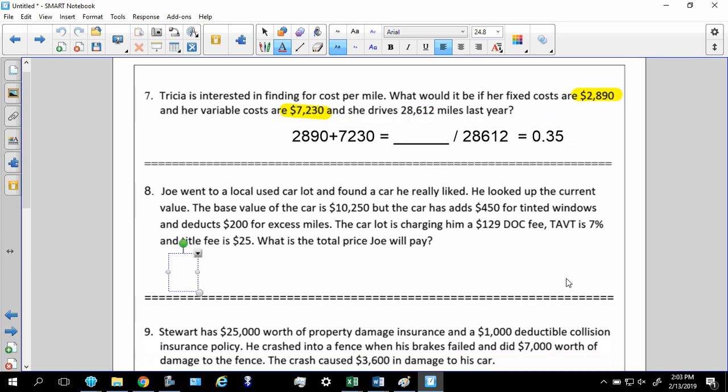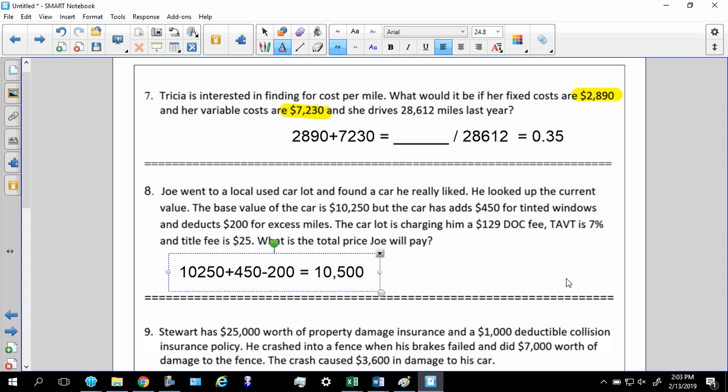Joe went to a used car lot. We found a base price of $10,250, but he adds 450 because there are tinted windows. Unfortunately, there are a lot of miles, so we have to subtract 200. Let's see, off the top of my head, it looks like it's going to be a number I can't think of. Actually, I think I know what it is. Yep, that's what I thought it was going to be.